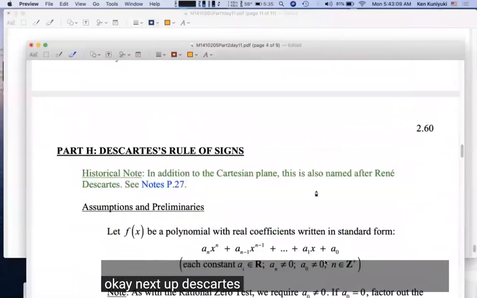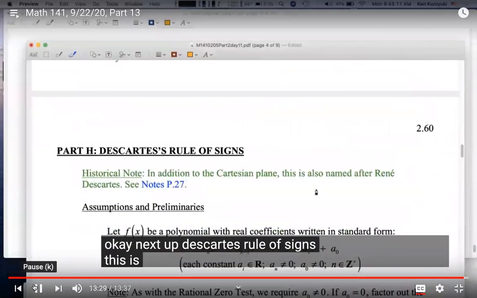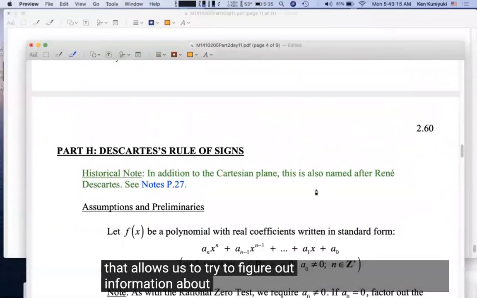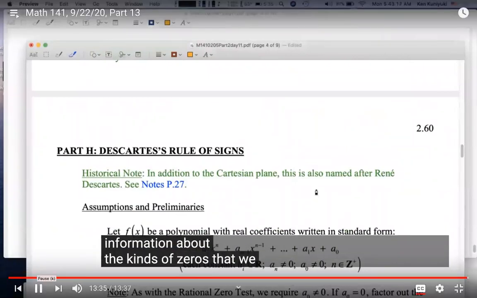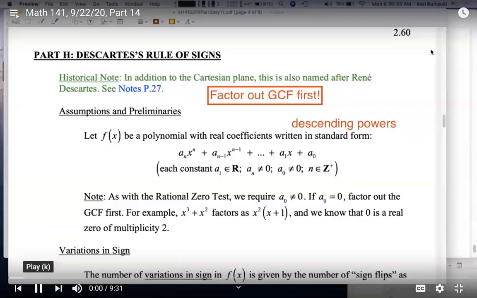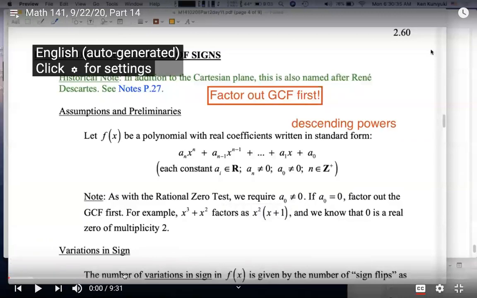Okay, next up, Descartes' rule of signs. This is another rule that allows us to try to figure out information about the kinds of zeros that we have. All right, so our last part here, our last video, but 9 minutes. Any questions? Here's another rule that can help give you hints about the nature of these real zeros. Real zeros, positive versus negative.